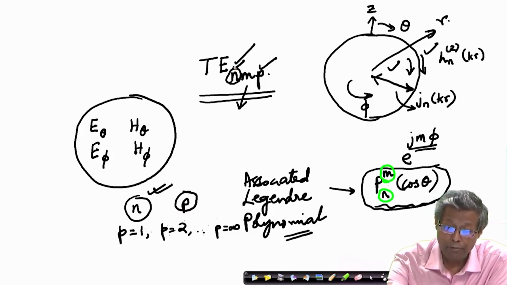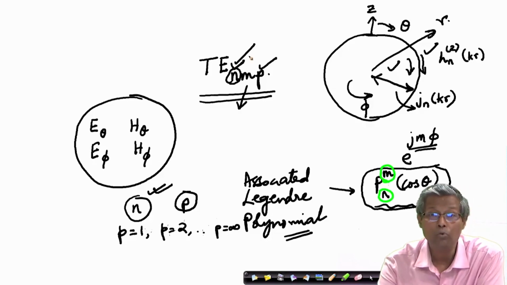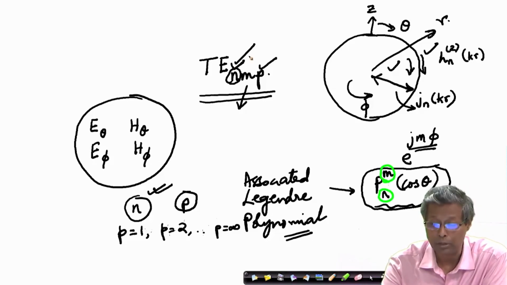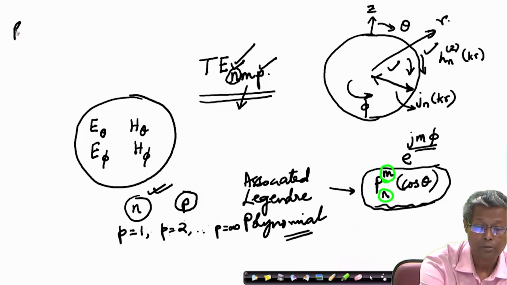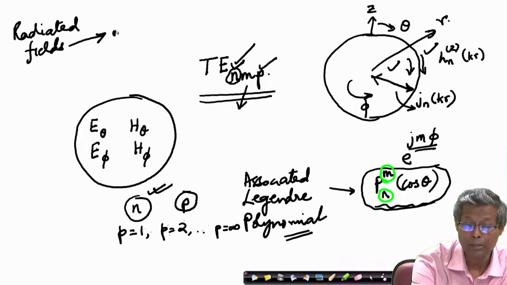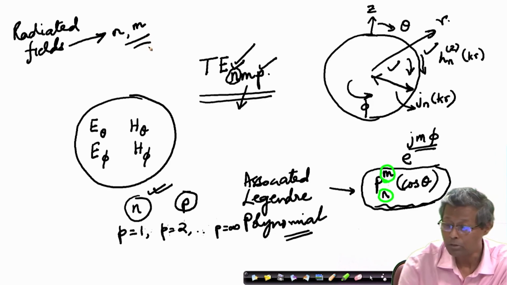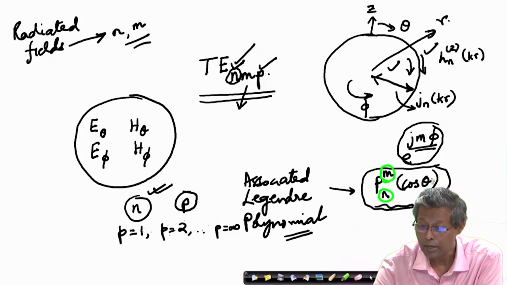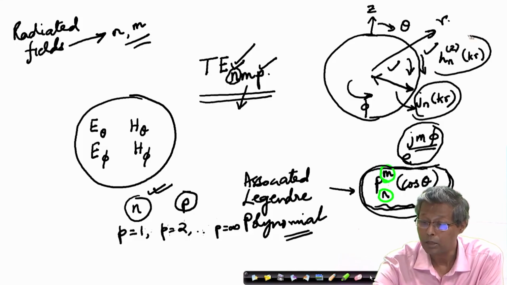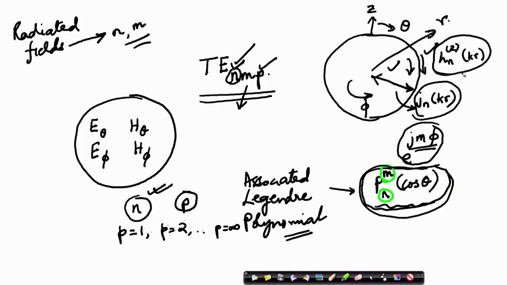However, the value of n is also going to determine the field distribution, that is the radiated fields by this resonator. The radiated fields will be determined by these indices n and m, because they are entering inside the harmonic functions. M is entering here and n is entering here. So, they are entering inside the harmonic functions and therefore, they will determine the radiated fields.